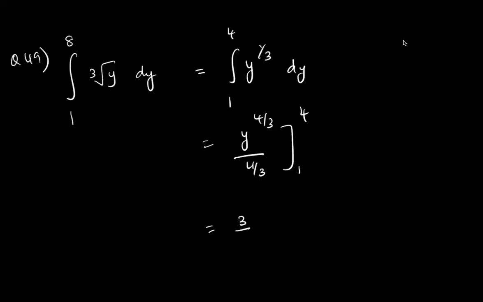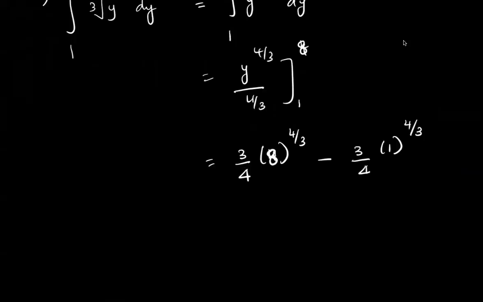Okay, so 3/4 times 4 to the power of 4/3 minus 3/4 times 1 to the power of 4/3. Oh no, it's not 4, it's 8. Okay, so that's what I was wondering. So this is 8.